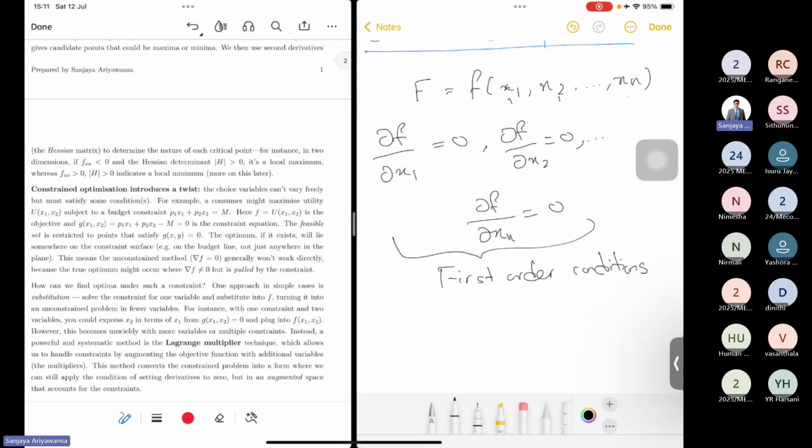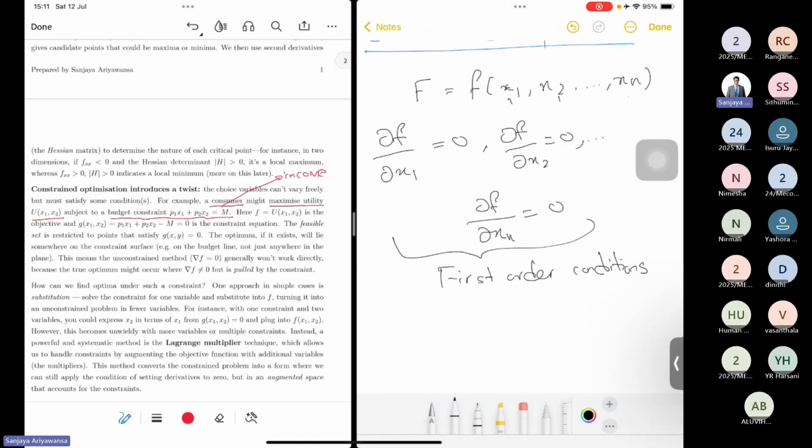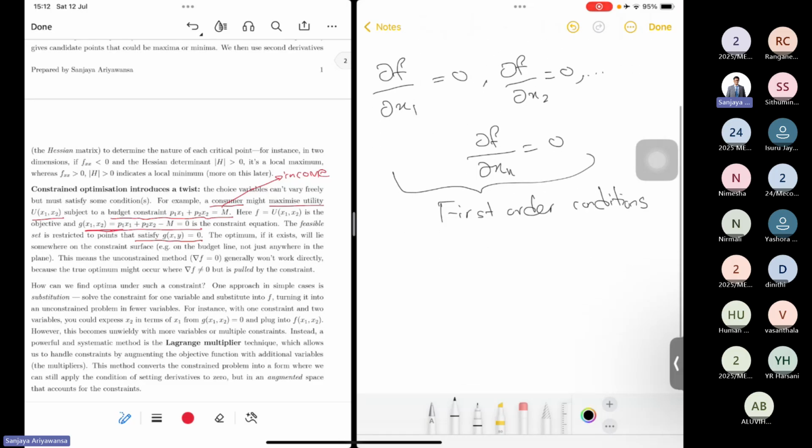So, for example, I'm considering a consumer who, as I said before, would want to maximize his or her utility, but they obviously have something like a budget constraint. Capital M here is income, and they would have a budget constraint. So the feasible set of points which would maximize utility would be restricted to the given constraint function, which is this, the budget constraint.